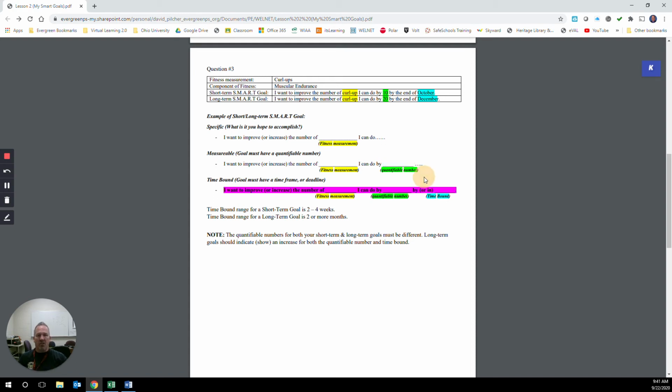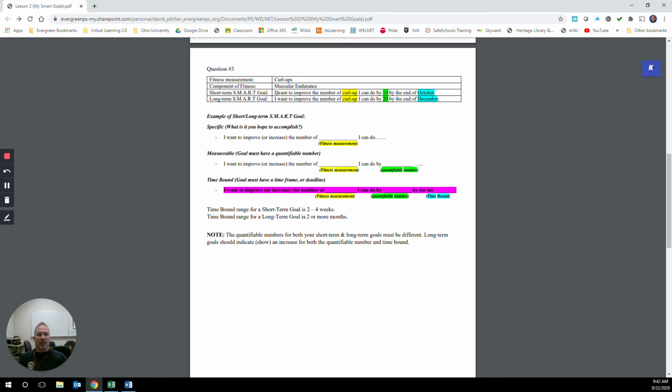So now let's finish it. We have to be time bound. So time bound is in blue. Okay, we know that a short-term goal needs to be completed within 2 to 4 weeks. We know a long-term is 2 or more months. So my short-term goal, I'm going to say by the end of October. That is 2 to 4 weeks out.